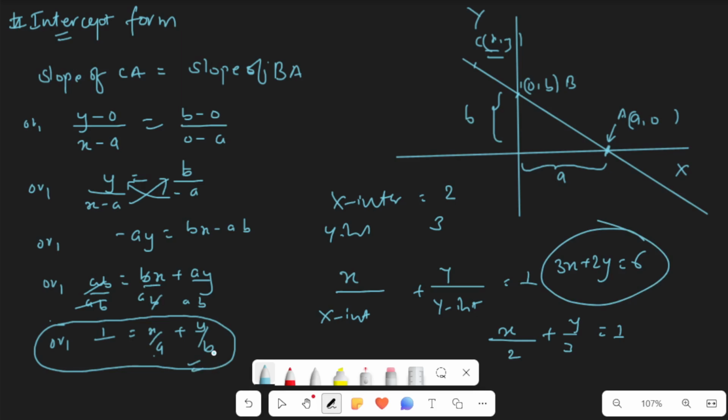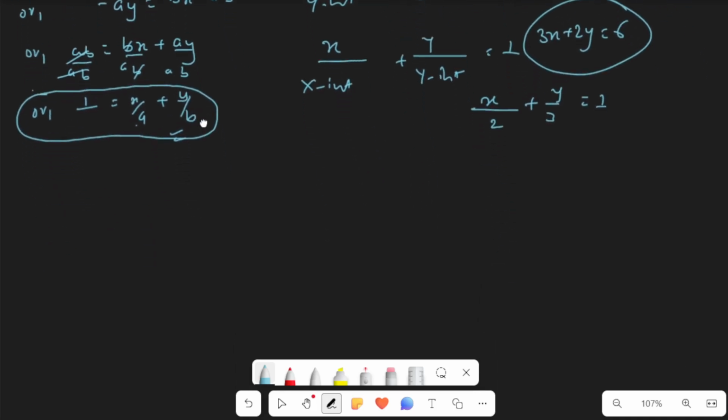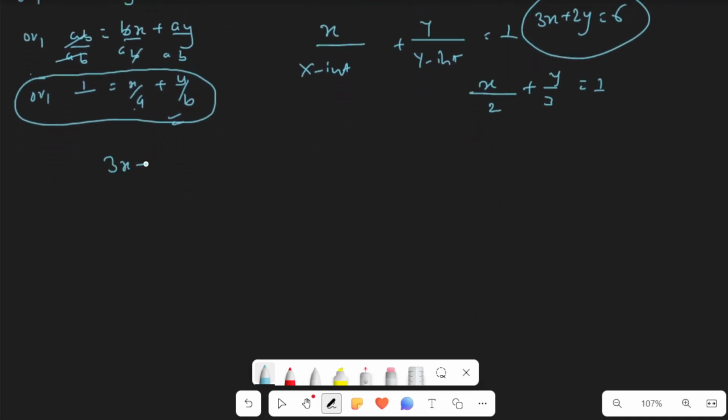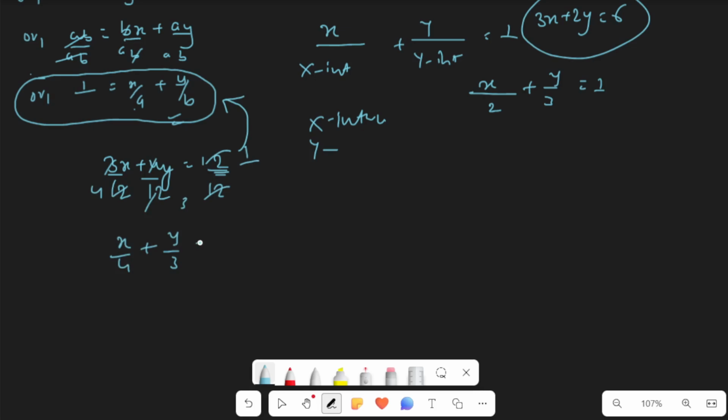Or maybe if the question asks us to find the intercepts, what can we do? Let's consider this equation: 3x plus 4y equals 12. Now if we want to find the x and y intercepts, one way to do it is to reduce it into this form. How can we do it? Just by dividing by 12 on both sides. So it will turn out to be 1. This is 4 and this is 3. So x by 4 plus y by 3 equals 1. So you can say the x-intercept is 4 and the y-intercept is 3 for this line. Right.